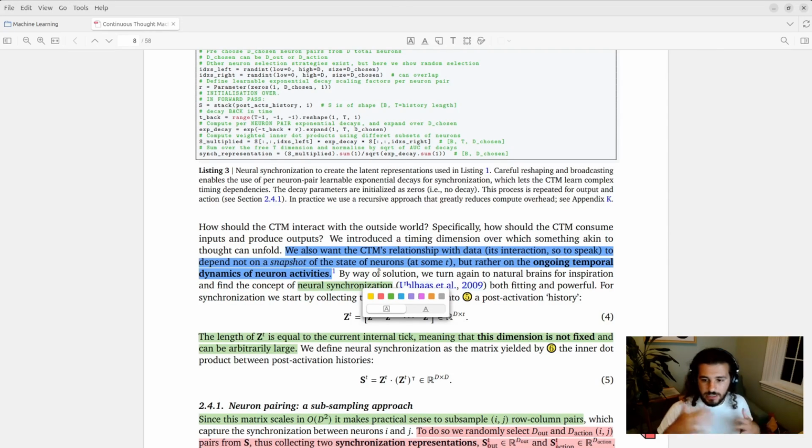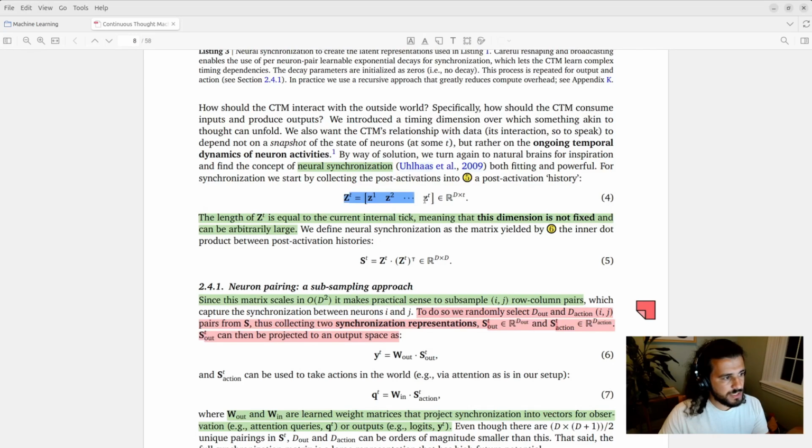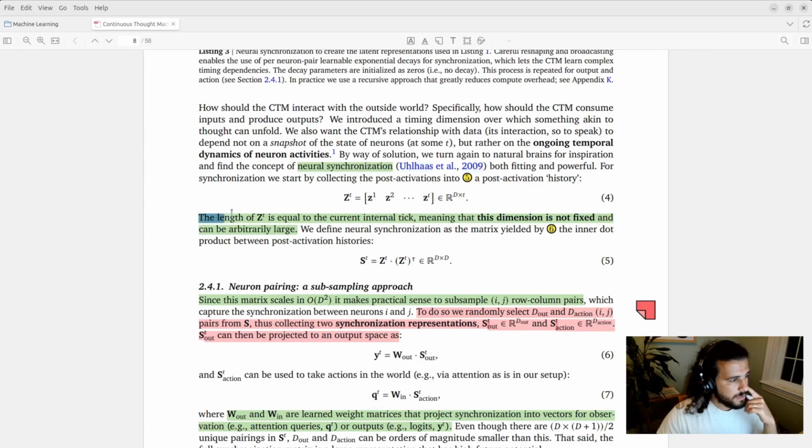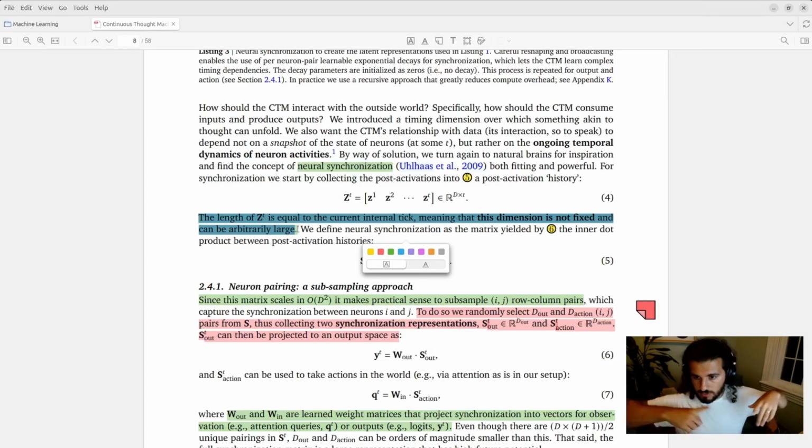It's always time bound, like how each of the neurons are reacting to each other, and the emergent property of what we're doing has to do with how all of the neurons are interacting together through time. So this is what they're trying to reproduce, the neural synchronization part. They have the post-activation history through time that keeps getting bigger and bigger. Here they say the length of Z^t is equal to the current internal tick, meaning that this dimension is not fixed and can be arbitrarily large. So as it grows, the time series grows again.